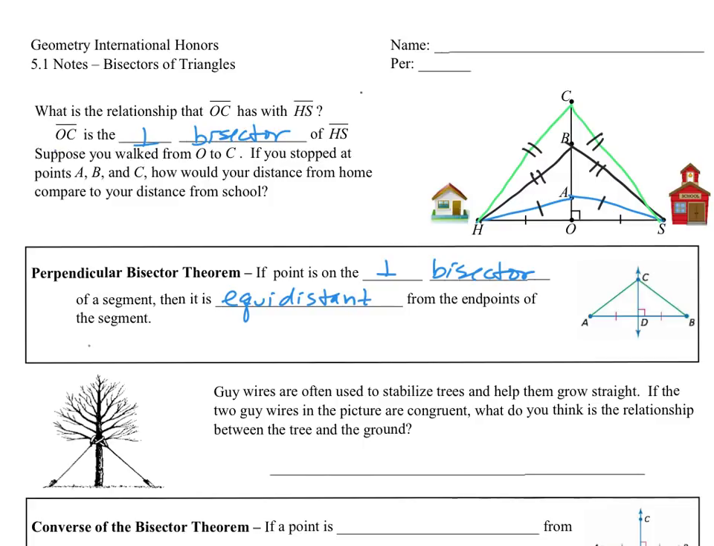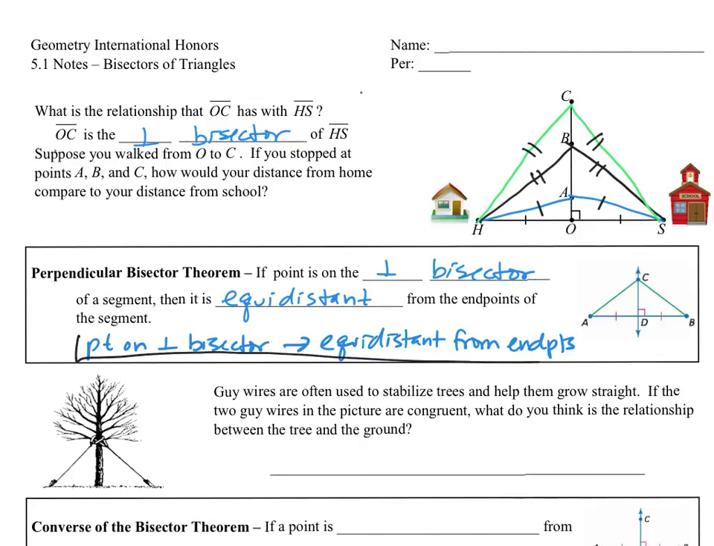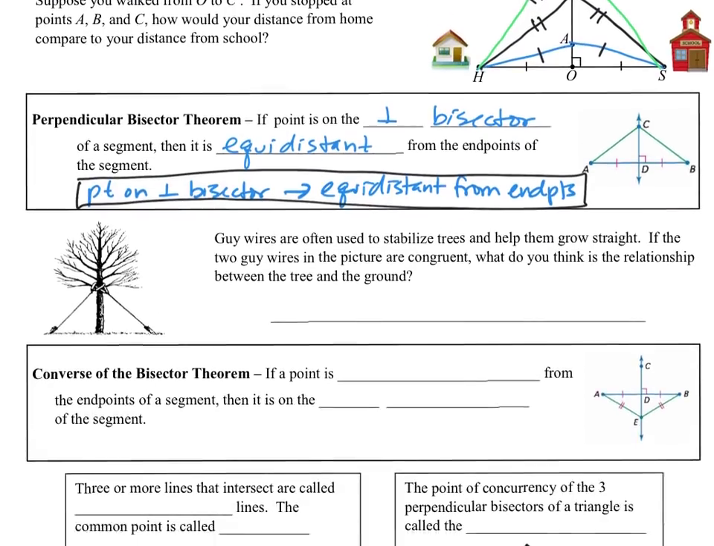So we'll write it like this. If a point is on the perpendicular bisector of a segment, then we can conclude that it is equidistant from the endpoints of that segment. Okay, so that would be a shorter way to state that theorem if we ever need it as a reason in a proof. Okay, so now let's take a look at the converse situation.